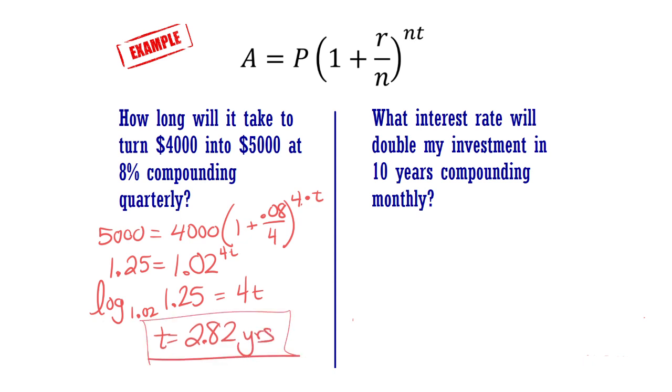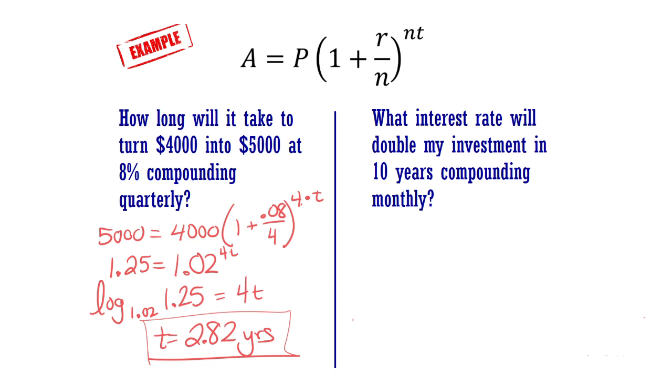So that's not too long. An 8% interest rate is a pretty good rate. Okie doke. So let's try another problem. I'm going to look for something different this time. Now, this is a totally different problem, has nothing to do with the 4,000, 5,000 stuff. The question is, what interest rate will double my investment in 10 years, compounding monthly?